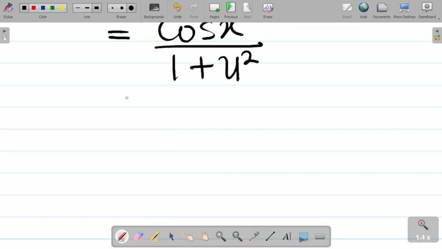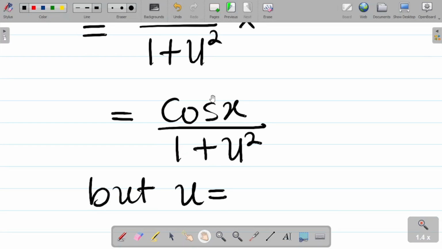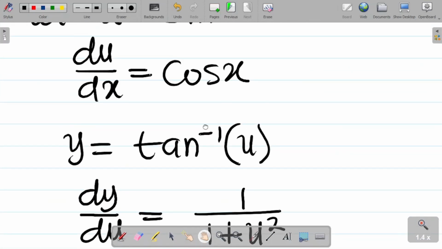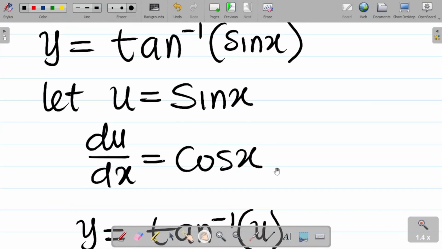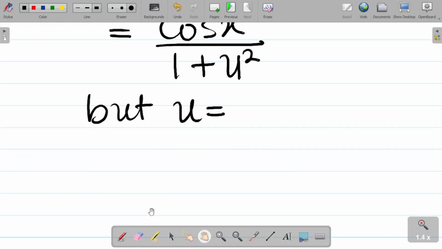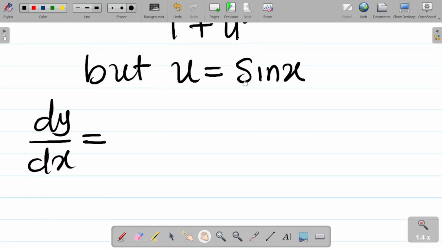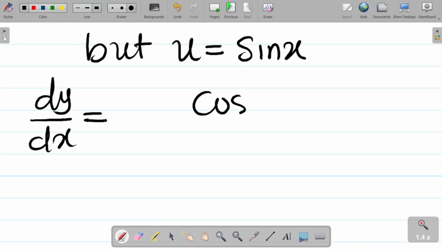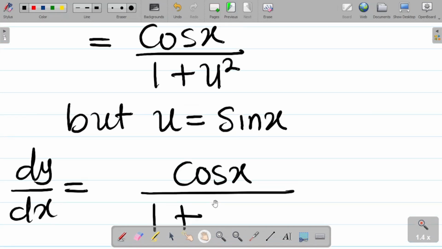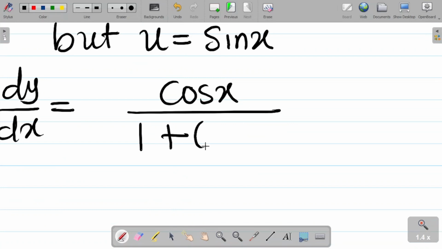At this point, you bring back the value of u, but what's the value of u? If I check this, we said let u be equal to sine x. That's at this point here. So I'll say but u is equal to sine of x. So it means that dy over dx is equal to, now we got that as cos x. That's cos x all over 1 plus, we had 1 plus u squared. Now u is sine x. So it becomes 1 plus sine x all squared.